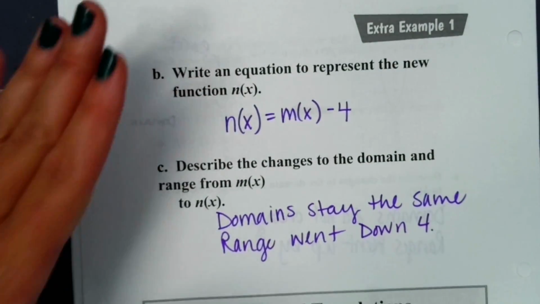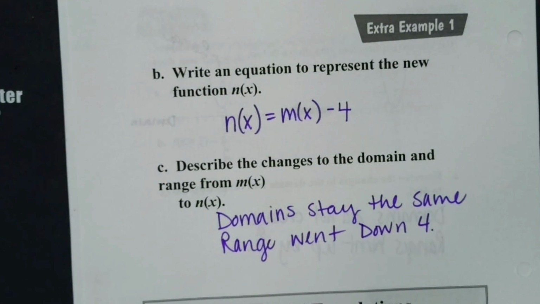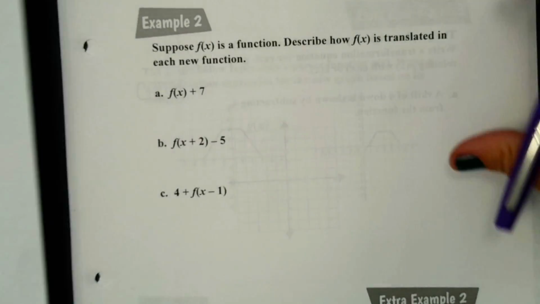Could I say went down 4 or subtracted by 4? Either one, right? Okay, do we understand so far how to make it move up and down? Is there anything on the inside of the parentheses if we're moving it up and down, but not moving it right or left? No. Okay. Let's keep going.